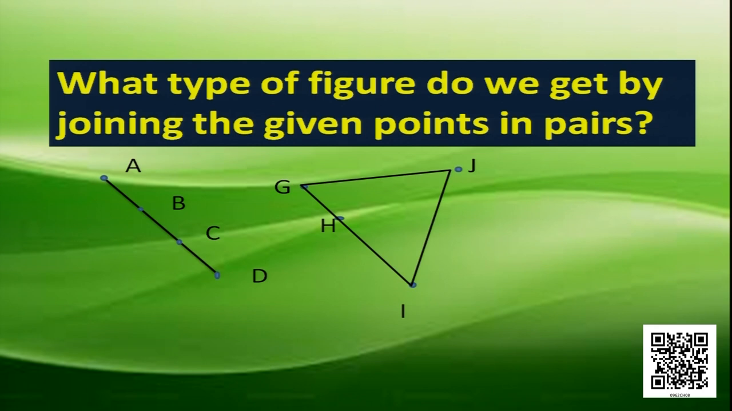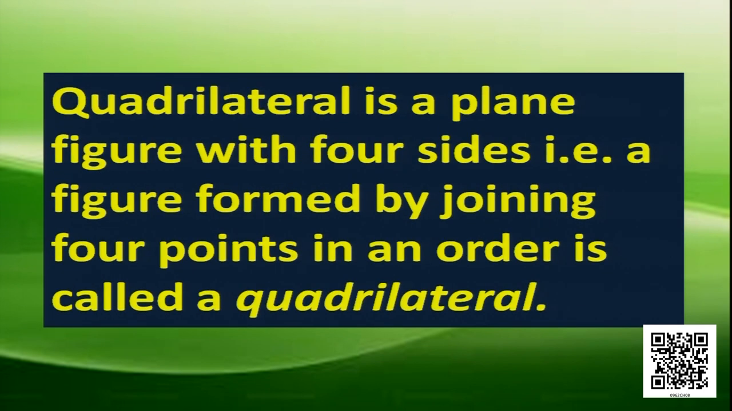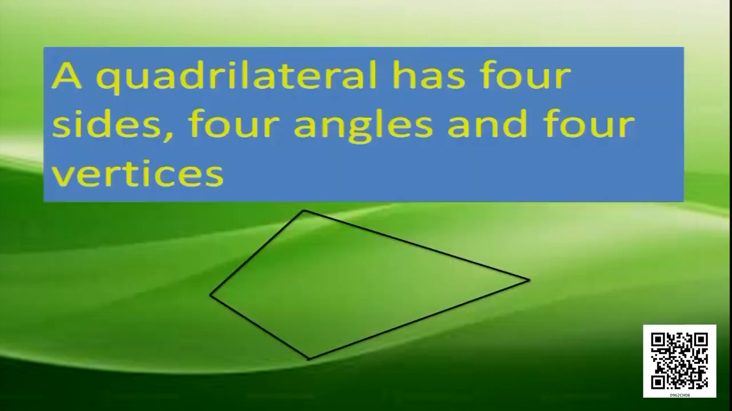But if the points are not in a straight line, that means no three points on a straight line, then we get points like this. In this case, if we join them pairwise, then we'll get a quadrilateral. Why is such a figure named quadrilateral? Because quadrilateral is derived from the Latin words quadri, which means four variants, and latus means sides. Means any figure with four sides. So a quadrilateral is a plane figure with four sides. That is, a figure formed by joining four points in an order is called a quadrilateral.